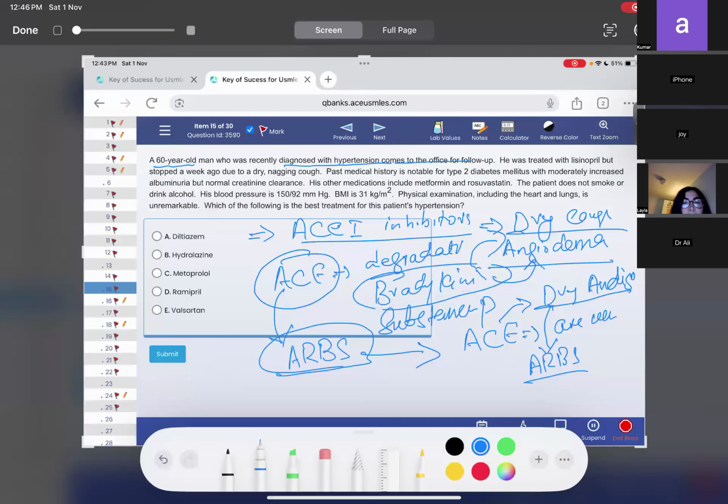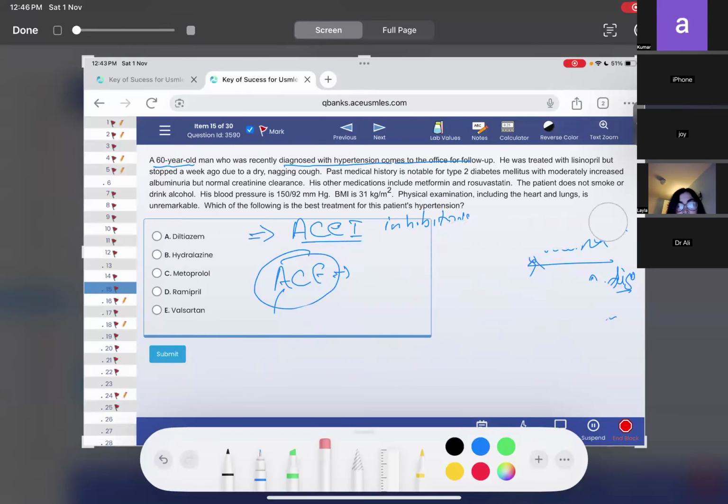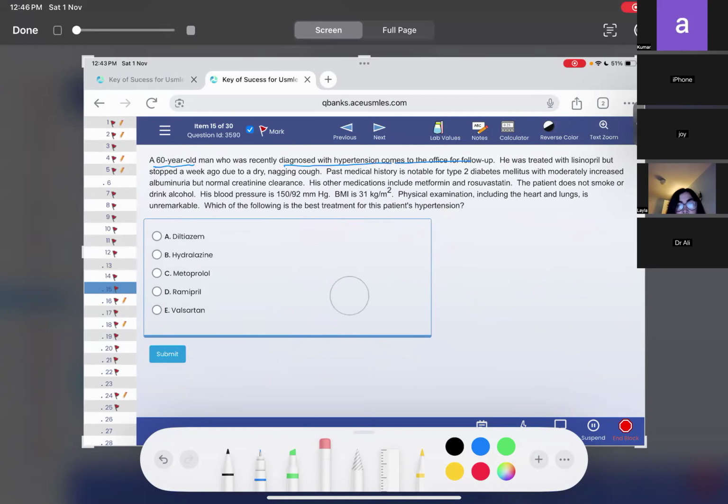Because it's like an initial step, right? I don't know. In ACE inhibitors, we are inhibiting the conversion to angiotensin 2, which is a very important step that you should know, but in ARBs, angiotensin 2 is still present. The ACE inhibitors are really cheap. Yeah. ARBs are expensive.